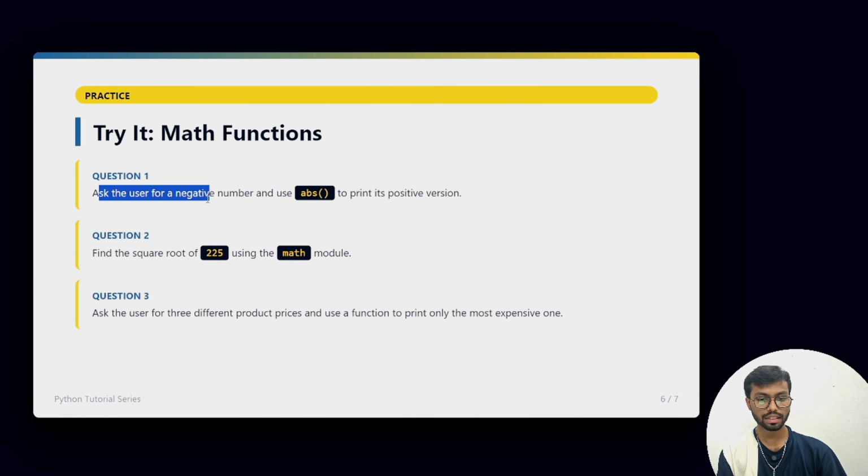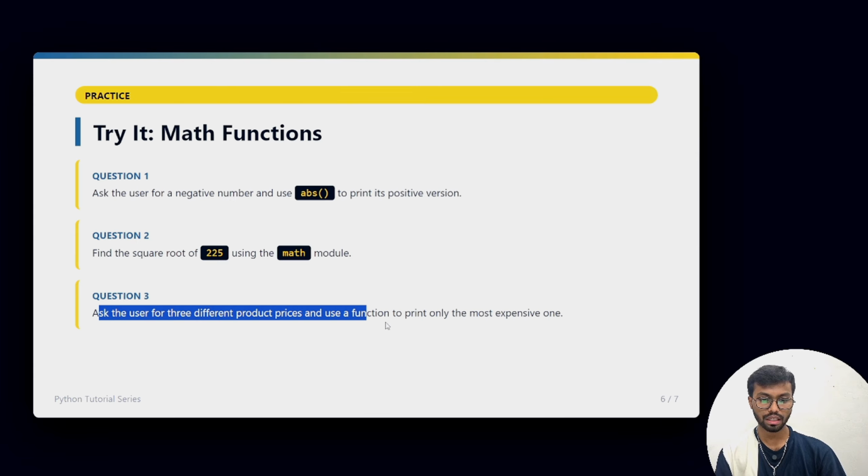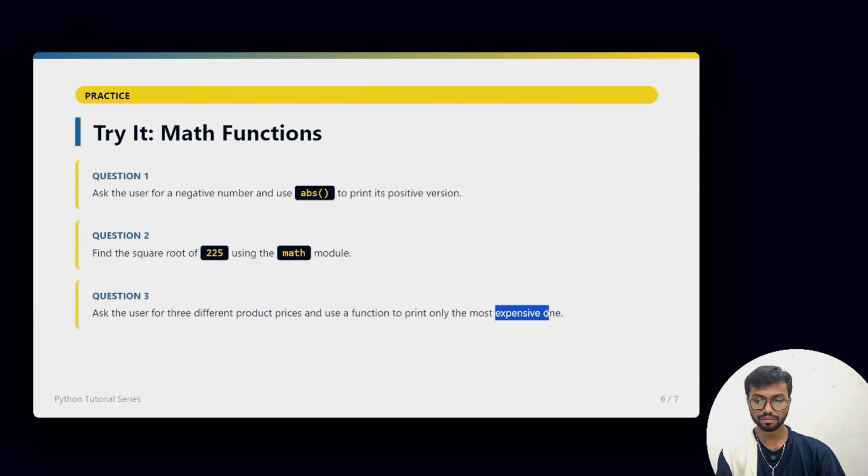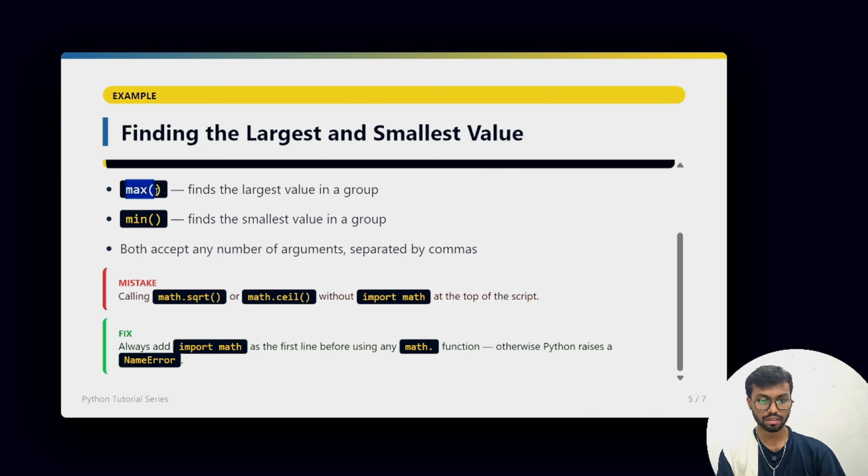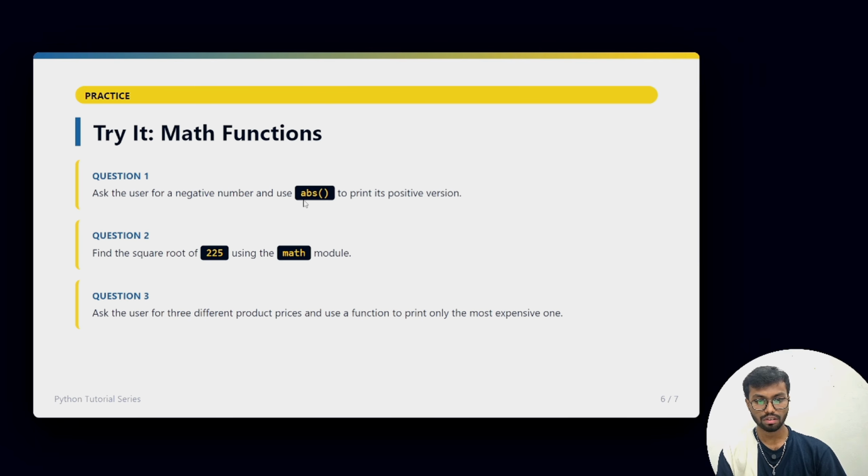और अब ये कुछ questions है, easy है, आप कर सकते हो इसको practice। तो सबसे पहले आप पूछिए user से, मतलब एक negative value लीजिए और उसको abs function से, absolute value function से print करके positive version में ले आइए। और ये देखिए यहाँ पे find the square root of 225 using math module। आप तो ये कर ही सकते हैं, import math कीजिएगा और square root find कीजिएगा square root function से। और यहाँ पे third question, ask the user for 3 different product prices and use the function to print the most expensive one. So the most expensive is, you have to use max, this max one, max function.